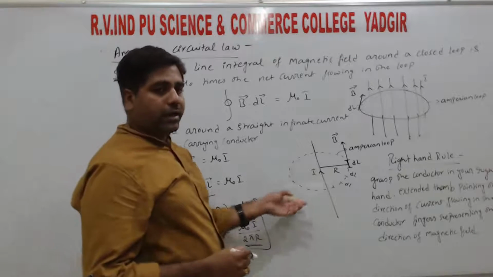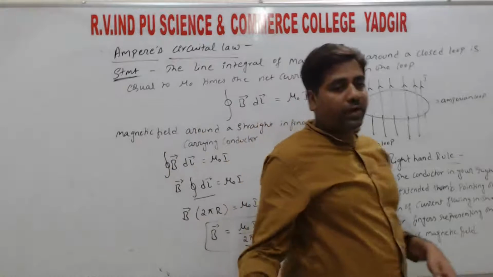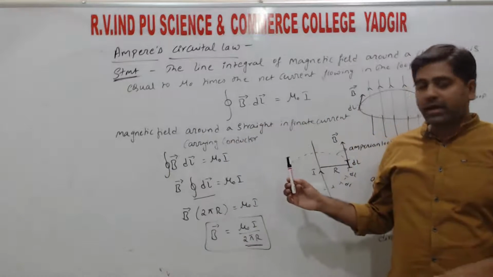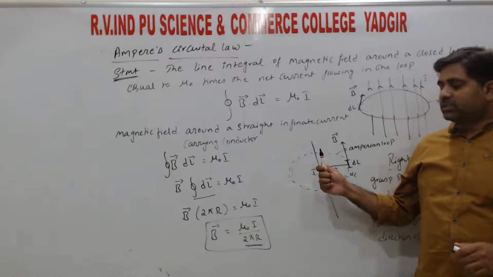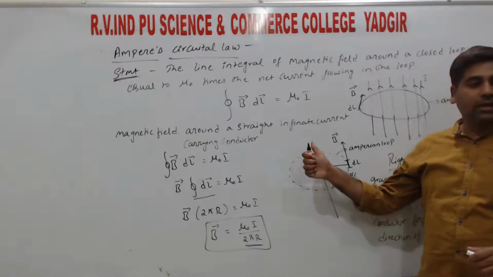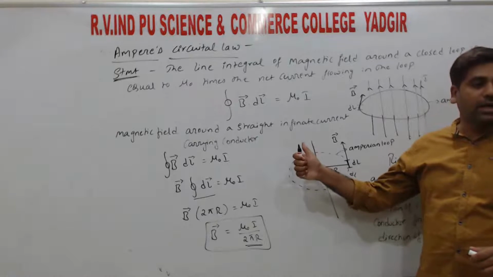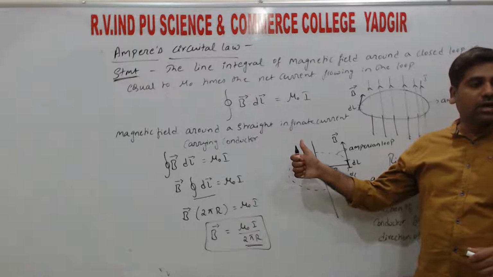So here we are holding the current again by using the right hand rule. If we consider this pen as a conductor which is carrying the current, the tip of the pen represents the direction of the current. If I hold the conductor in my right hand, the thumb represents the direction of the current.